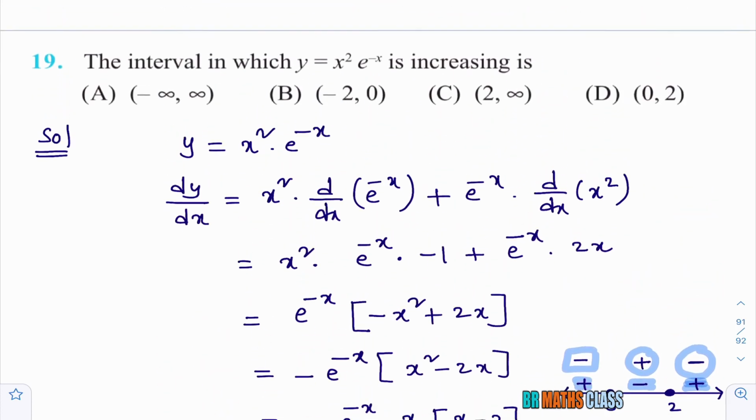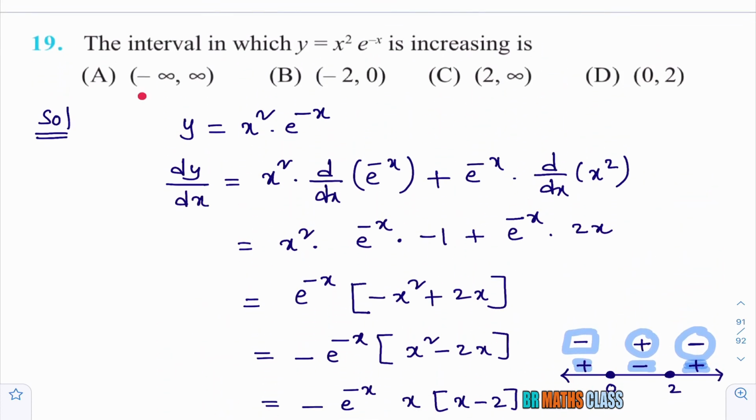You can observe here in the options closed interval 0, 2 is there. Actually closed interval 0, 2 is not there. It's okay, no problem. But if you observe, the open interval 0, 2 is there. The open interval 0, 2 is a part of the closed interval 0, 2. So it can be understood that option D is the right option.